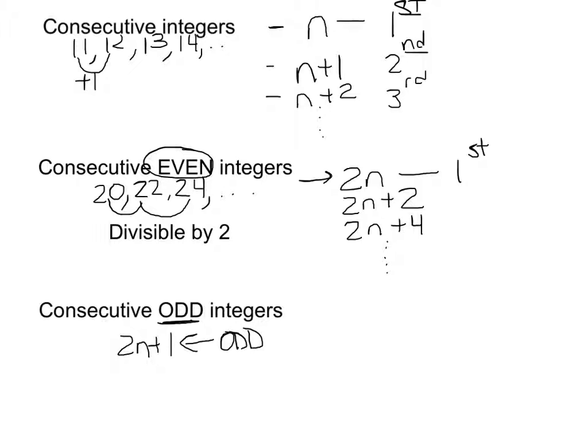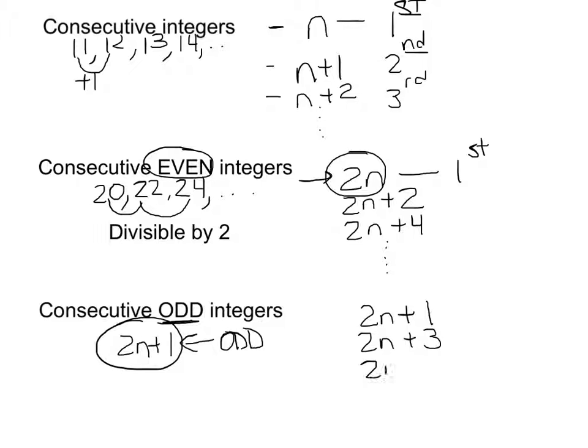So my even number was 2n. My odd number is 2n plus 1. So when I go to set up my terms, 2n plus 1 is my first odd number. 2n plus 3 would be my next odd number. 2n plus 5, and so on and so forth. Notice that I'm adding even numbers each time for the odds, just as in the evens I was adding even numbers each time.